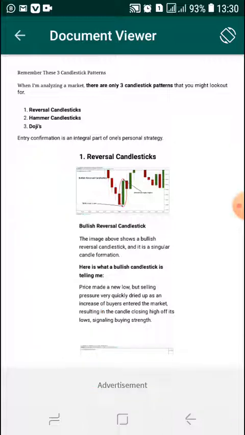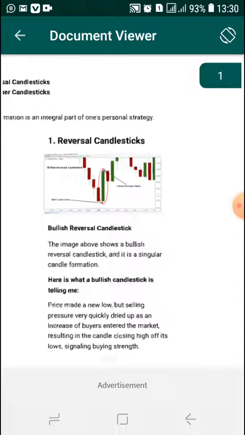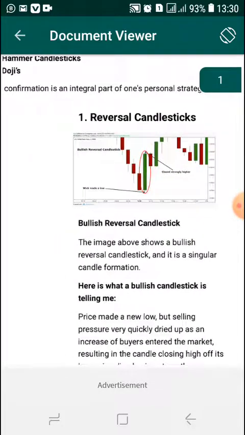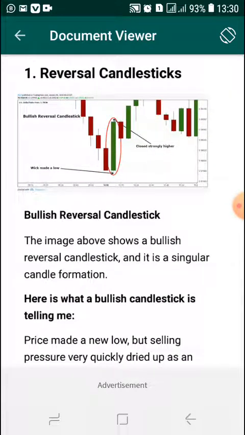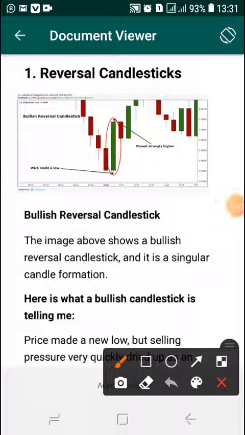That is what these candlesticks are basically meant to do. So let's look at this example right here. A reversal candlestick. What is a reversal candlestick? This is a bullish reversal candlestick pattern. The image above shows us a bullish reversal candlestick, and it is a singular candlestick formation. So you have different types of candlestick formations. I like to call them constructions.